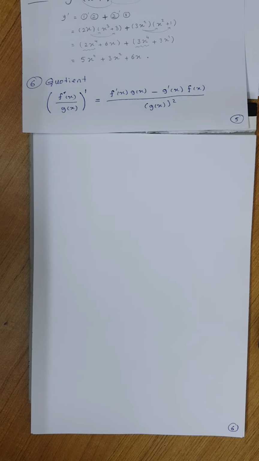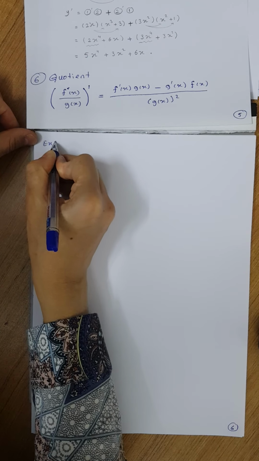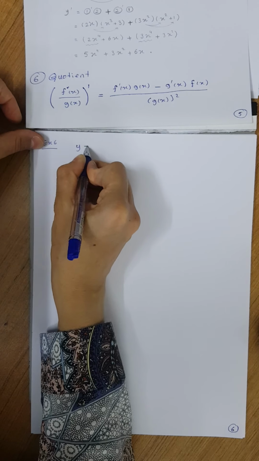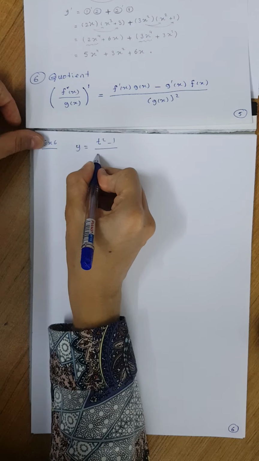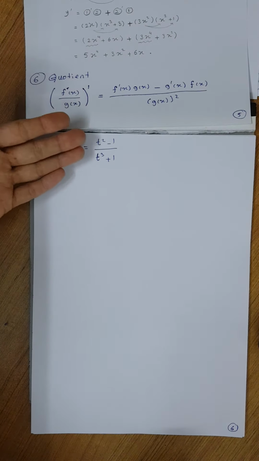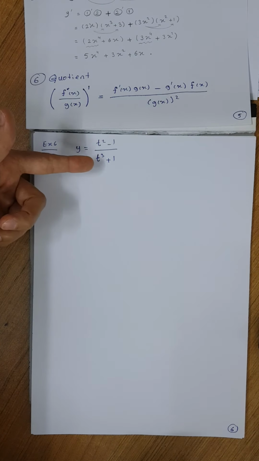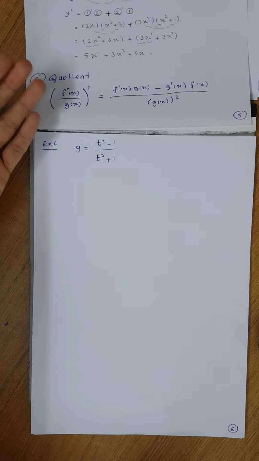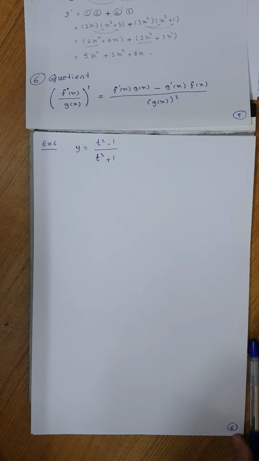We are given an example, example 6. It says find the derivative of y, that's equal to t squared minus 1 over t to the power of 3 plus 1. Of course, it doesn't make a difference if it is written as t squared minus 1 or x squared minus 1, and that one t to the power of 3 plus 1 or x to the power of 3 plus 1. It's just the change of a variable. It doesn't make a difference. So how do you find that derivative?